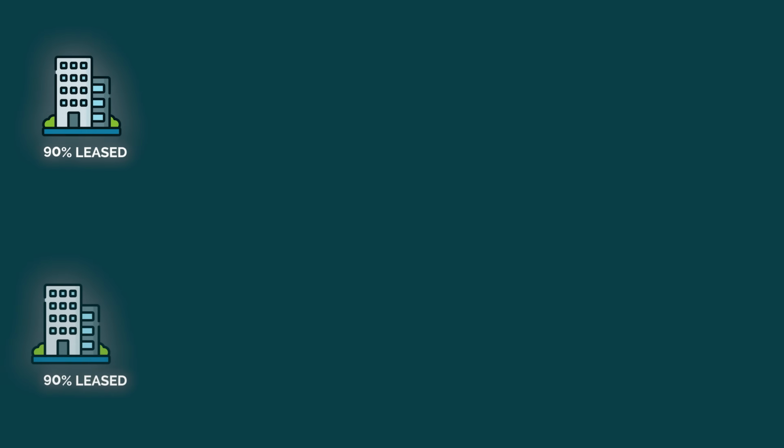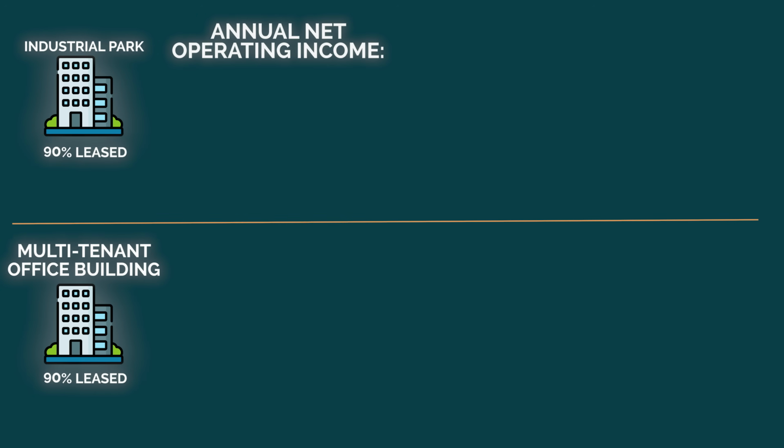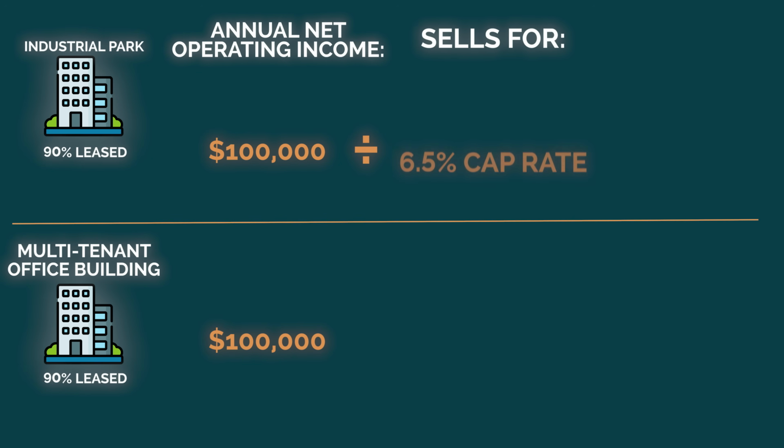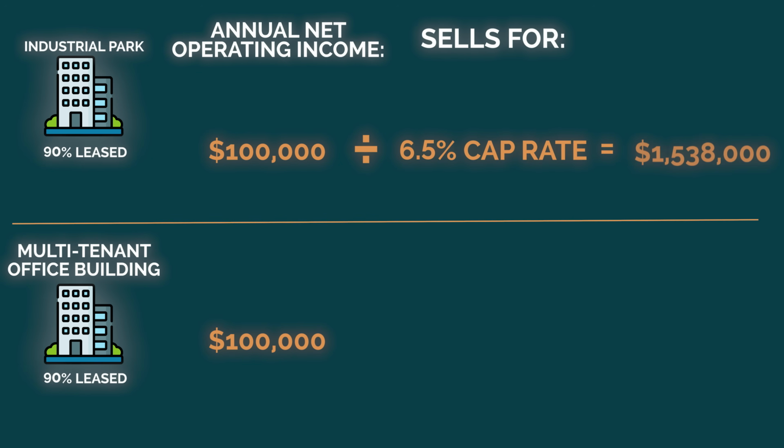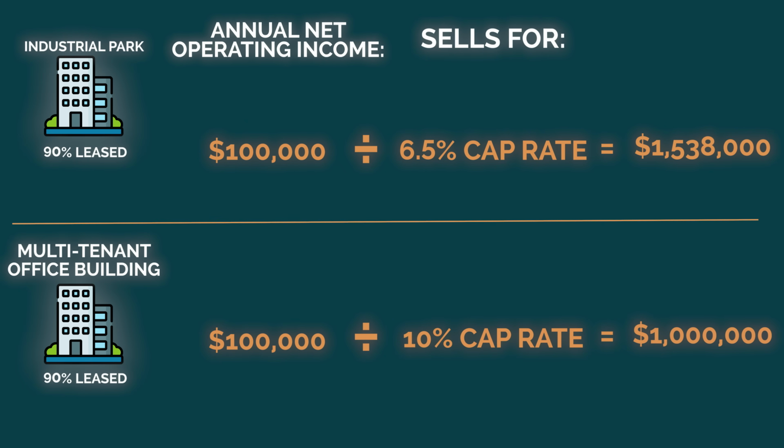Now let's look at how cap rates vary based on asset type, even for two properties that are on the same street. Imagine two properties, they're both 90% leased, and they're located next door to each other. One is an industrial park and the other is a multi-tenant office building. Both properties generate $100,000 per year in net operating income. The industrial park might sell at a 6.5% cap rate or $1.538 million. The office building might sell at a 10% cap rate or only $1 million.